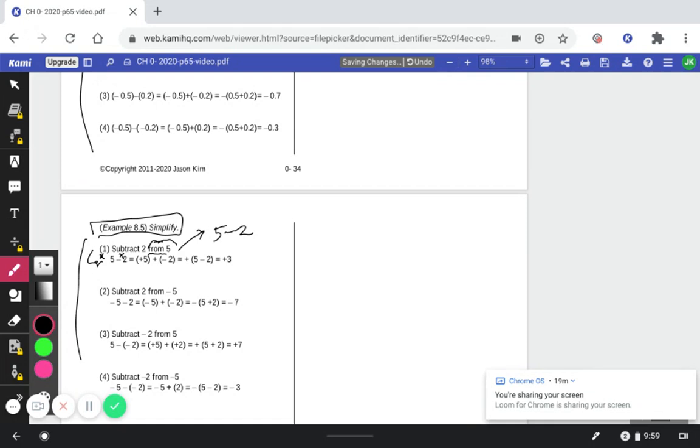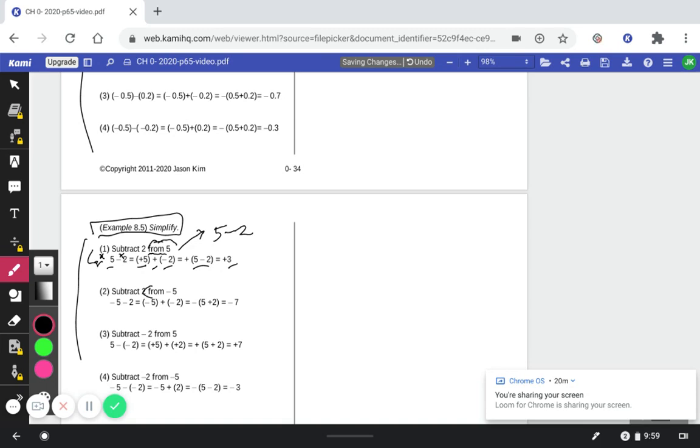So if you do keep change, positive 5 is positive 5, minus becomes plus, and positive 2 becomes negative 2. And then you apply same sign you add, different sign you subtract. Since you have a different sign, you subtract the 2, you got positive 3.